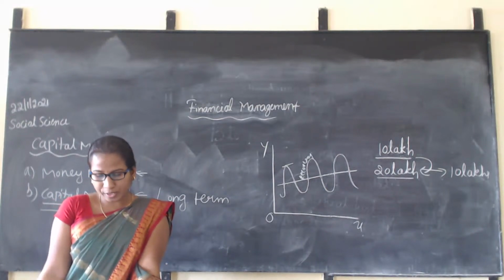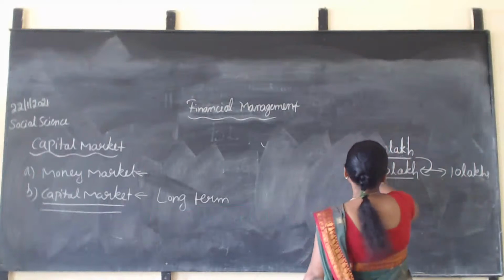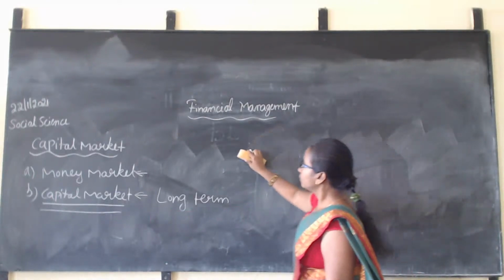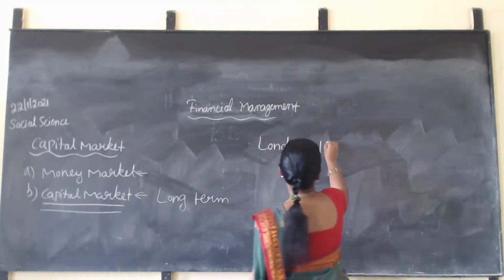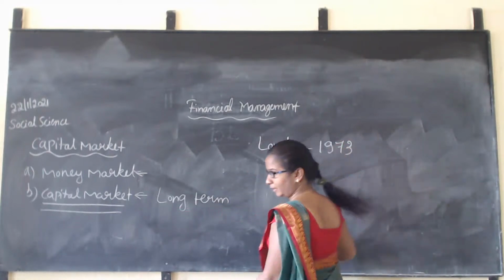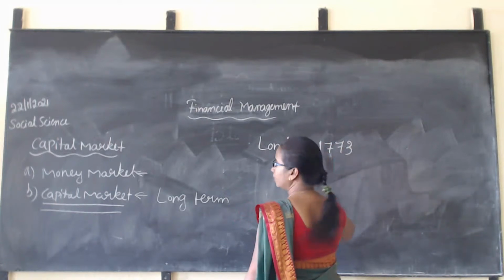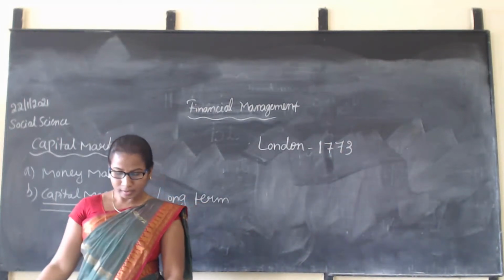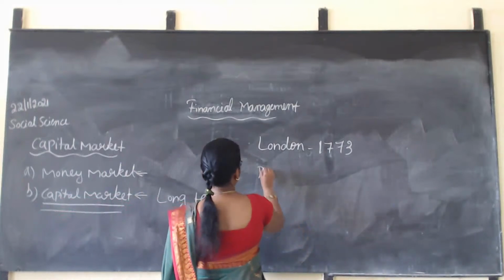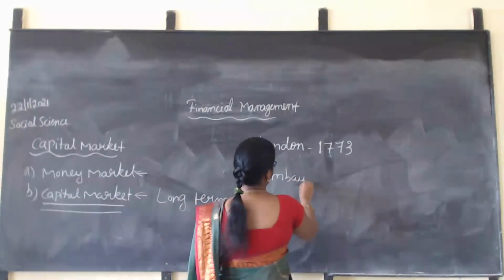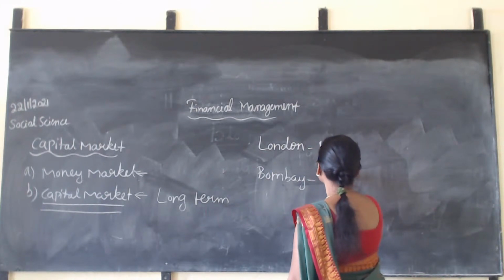The first stock exchange originated in London in the year 1773. First stock exchange market, it originated in where? In London. In which year? 1773. But the first stock exchange market in India was started in where? Stock exchange was started in Mumbai, that is Bombay. First stock exchange in India started in Bombay. In which year? 1875.